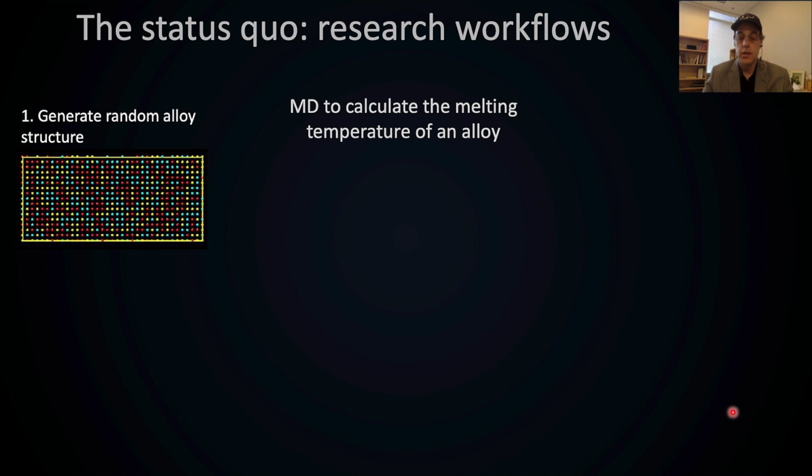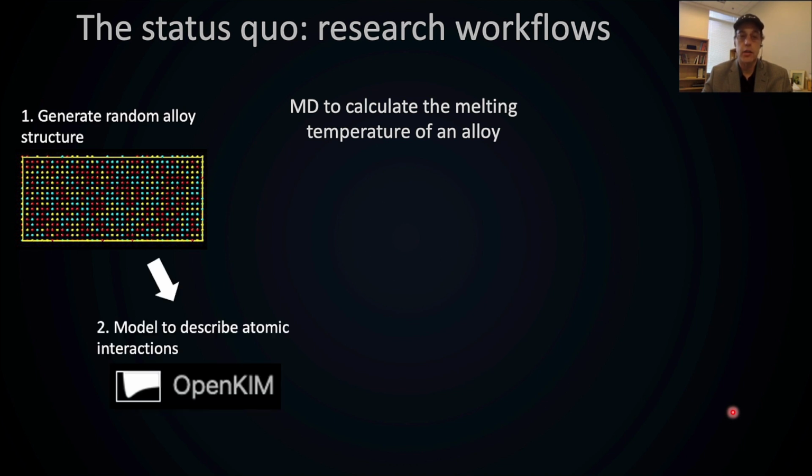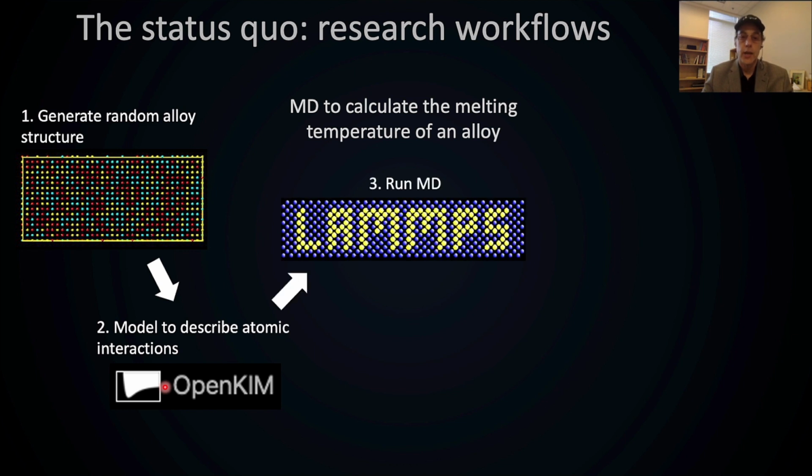Let's say I'm interested in a high entropy alloy, and so I have to generate this structure randomly. Once I generate the structure, I need to decide on what model I'm going to use to describe how atoms interact with one another. That is called an interatomic potential. And maybe I go to OpenKIM, that's an open repository of models, and I can select one from their list of published interatomic potentials. With that, I'm going to run my actual MD simulation.